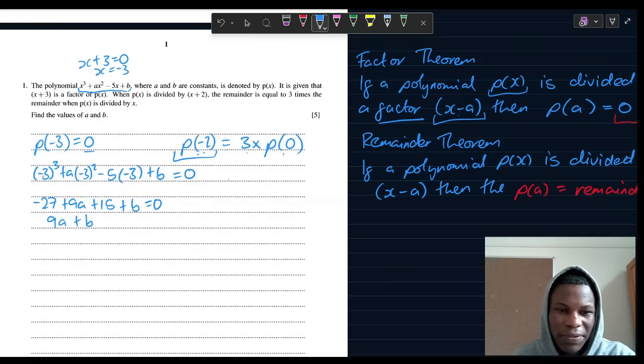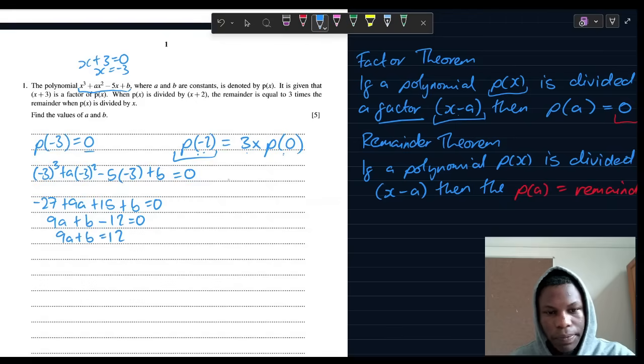Let's simplify this first before we move it to the other side. So negative 27 plus 15, that's going to be negative 7 plus 5, 12 is equal to 0. So you get 9a plus b is equal to 12. And then we're going to do the same thing.